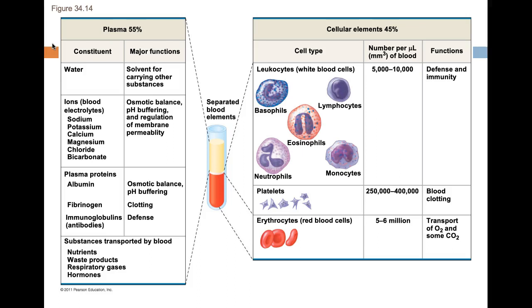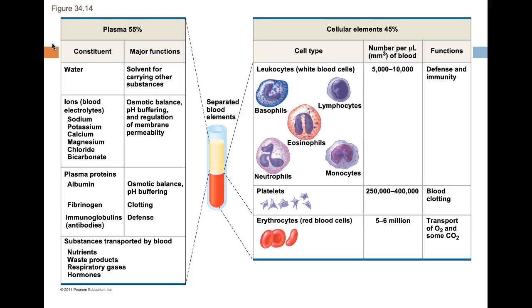Other things in our plasma are proteins, and there are three main types. Albumin, which is helpful for buffering the pH. Fibrinogen, which is a protein for clotting. And immunoglobulins, which are helpful for defense, also known as the antibodies of our plasma. And then, as I already said, other things in our plasma: nutrients, waste products, respiratory gases, and hormones.